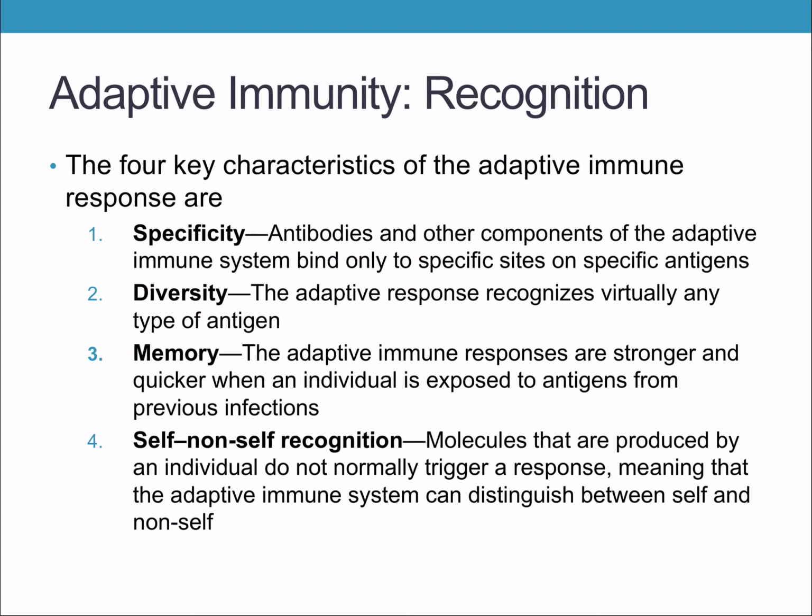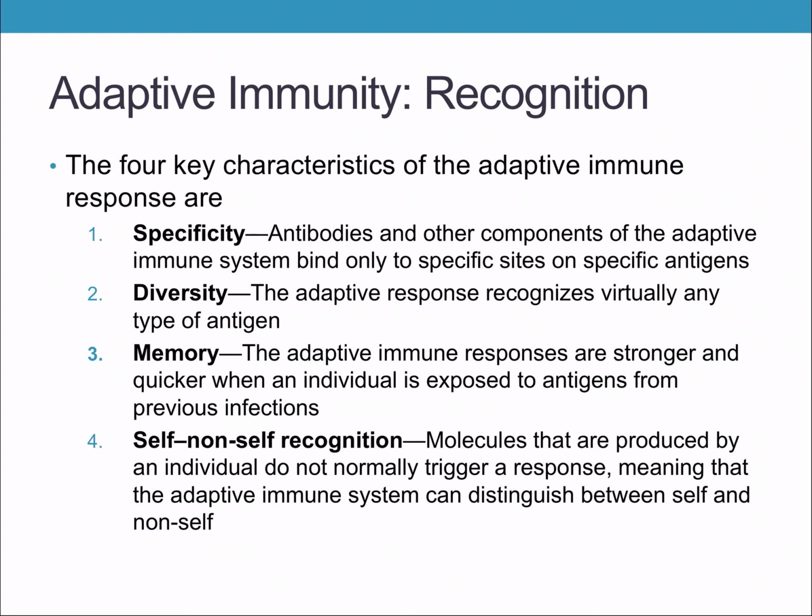So there's 4 key characteristics of the adaptive immune response. The first one is specificity. So antibodies, other components, bind only to specific sites on specific antigens. Okay, so this is the specific immune system. So we're going to see this being very important. Diversity. The adaptive immune response virtually recognizes all antigens. All right, so we see this very clearly in a healthy immune system. Memory. The adaptive immune response is stronger and quicker when you're exposed to antigens from previous infections. Right? We're going to see the importance of vaccines with memory in the adaptive immune system.